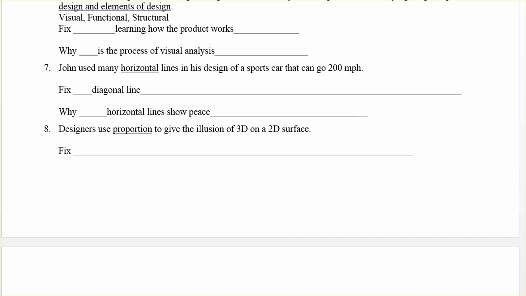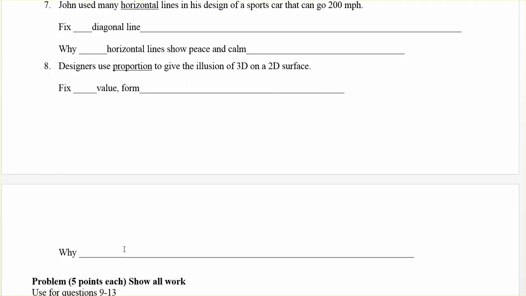Designers use proportion to show illusion of a 3D on a 2D surface. Okay, they don't use proportion. In this case, they're going to use value. They use form. Either one of those 2 things I would accept there, because value is the shading. Form is anything that has 3-dimensional shape. Like a triangle has shape, but a box has form. A circle is a shape, but a sphere has form.